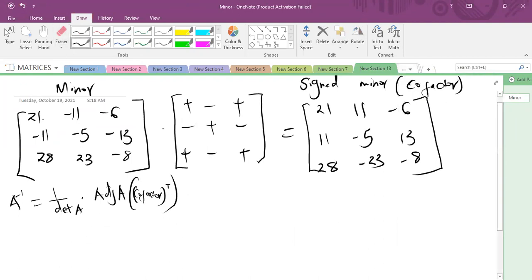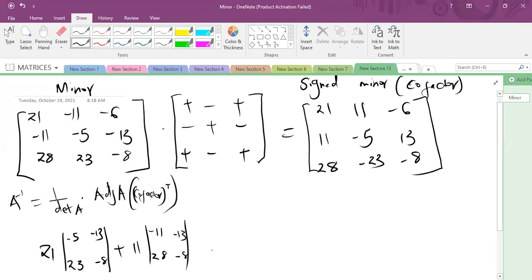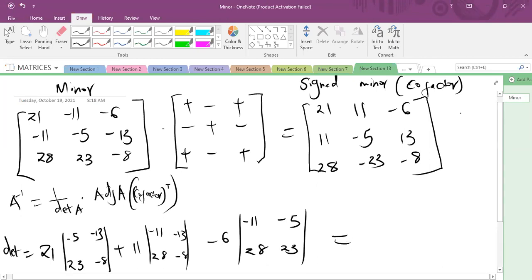So getting the determinant, we were supposed to take 21, then delete the row and column in which 21 lies in. Then we evaluate these values here: minus 5, minus 13, 23, minus 8. Then this position comes with a negative, so now it will be plus 11. Delete the column in which it lies in, so that we remain with minus 11, minus 13, 28, minus 8. Then minus 6. Delete the row and column in which it lies in, then we remain with minus 11, minus 5, 28, 23. If you evaluate this, this will give us the determinant of this matrix.